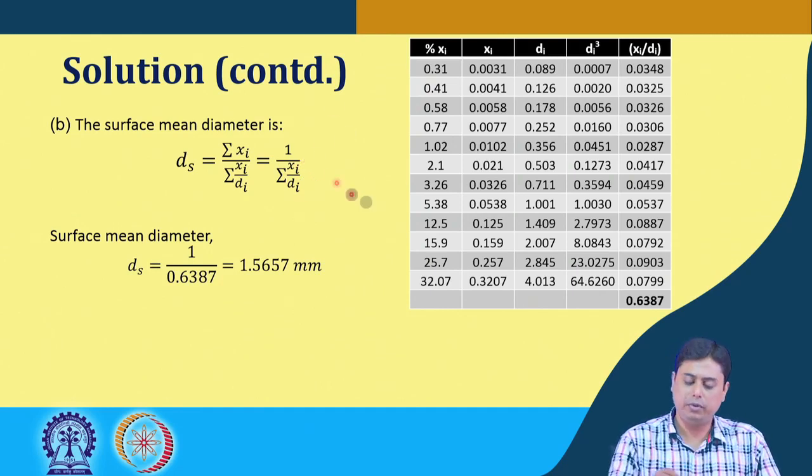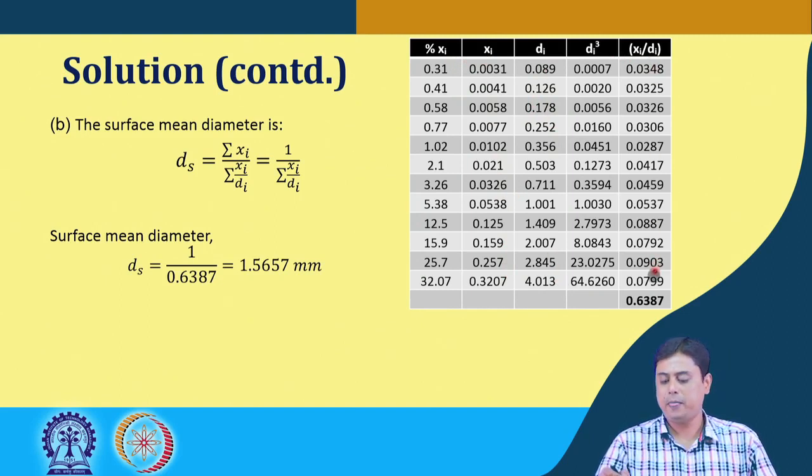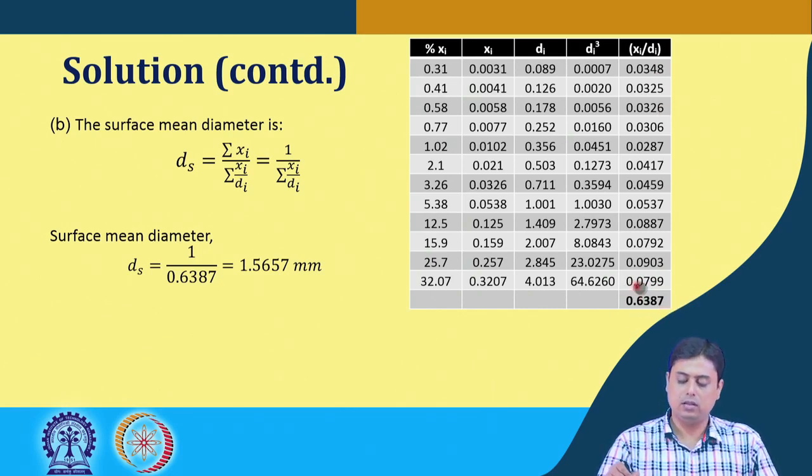Similar to the previous explanation, if you have xi and di values, you can always find xi by di. You can find the summation of that whole distribution. One divided by this value gives you the diameter, 1.5657 millimeter.